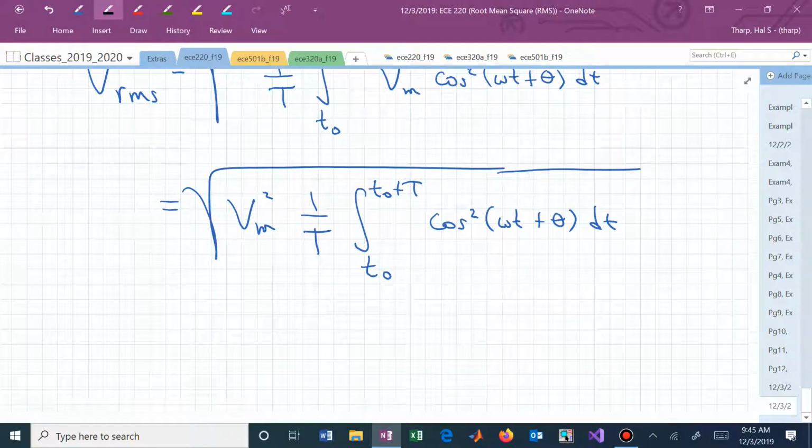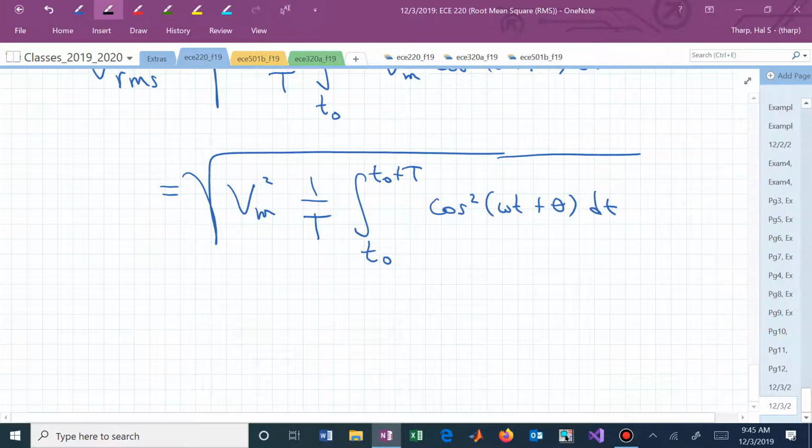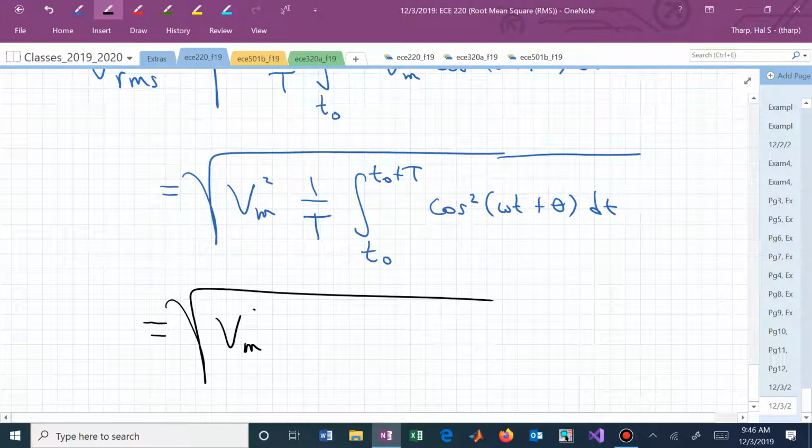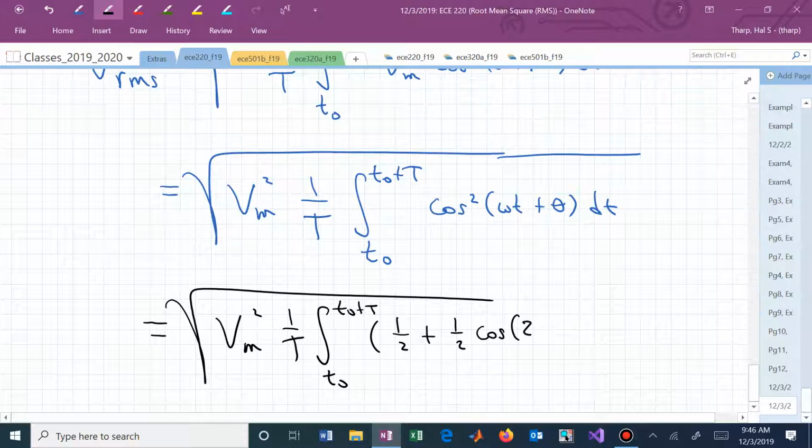Now we have to integrate cosine squared. That's kind of a mess, but we can rewrite that. We can rewrite that using our trig memory, or we could actually prove or verify that trig identity by using Euler. And the one that we're going to use now is to rewrite that cosine squared as 1/2 plus 1/2 cosine of 2 times the argument, omega t plus theta.